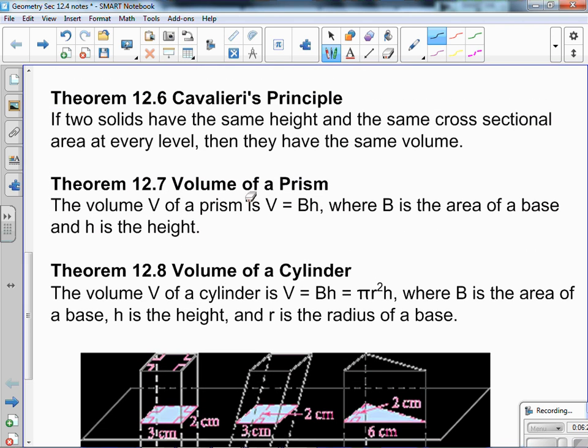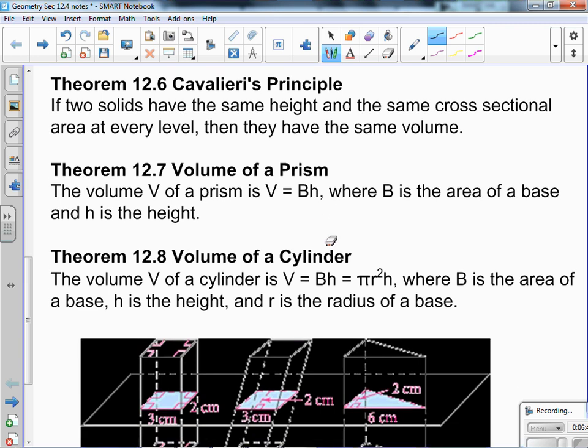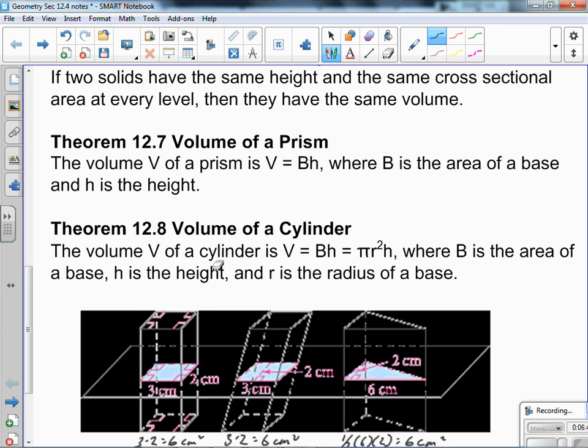Alright, so then theorem 12.7, volume of a prism. The volume V of a prism is V equals area of the base times the height. Capital B is the area of the base, H is the height. So find the area of a base and multiply it by the height, and we have the volume. Volume of a cylinder, same basic formula, volume equals area of the base times the height. Now since it's a cylinder, we know that the base is a circle, so area of the base will always be pi r squared, and then times the height. So once we know the radius, we can always find the volume of a cylinder with the height.